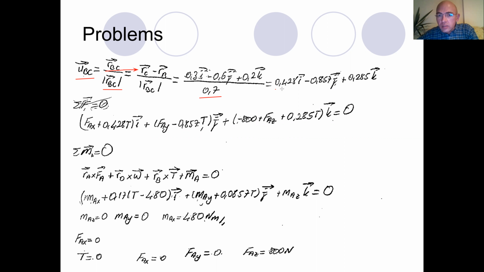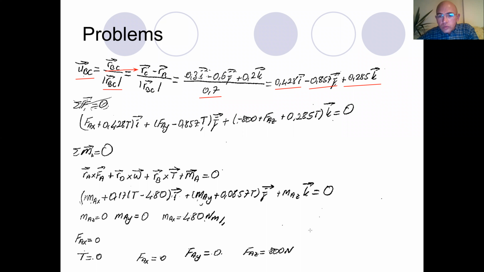And what I'm going to get is 0.428 I vector minus 0.857 J vector plus 0.285 K vector. Now I have defined the unit vector UBC.